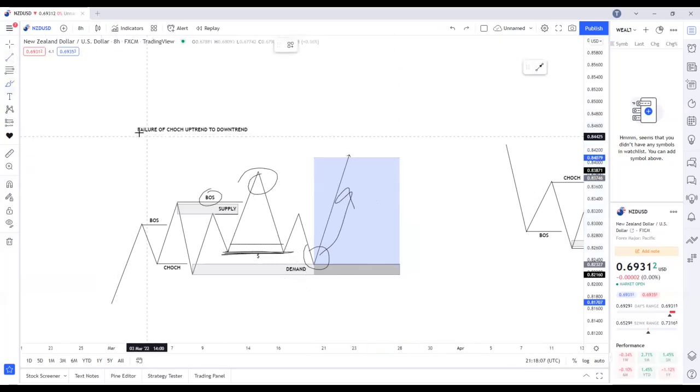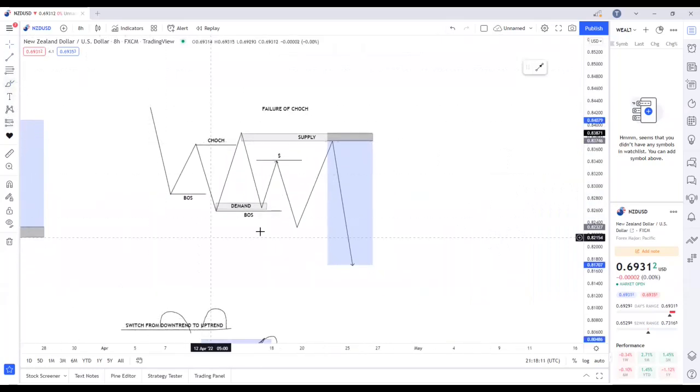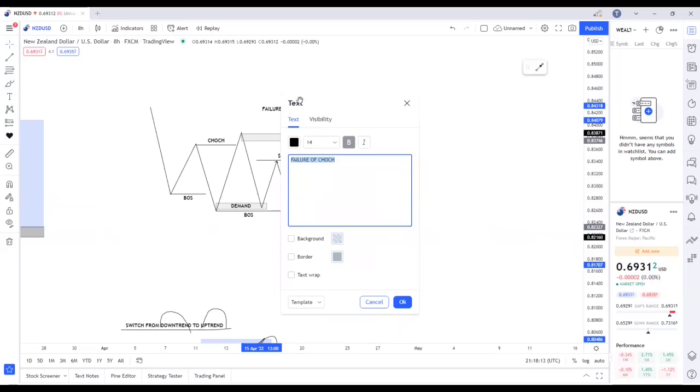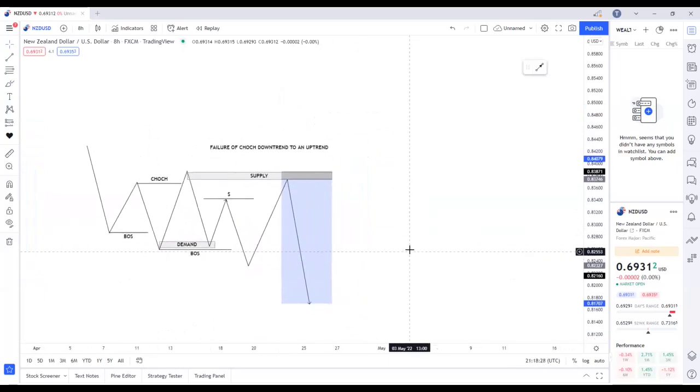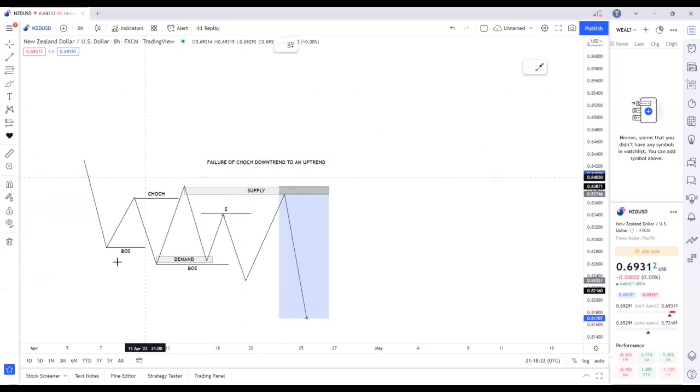Understand? So now let's go to this one here, where the market fails to do what? It fails to move from a downtrend to an uptrend. The market fails to move from a downtrend to an uptrend. Look what happens here. The market comes to this level here. The market is on a bearish trend. It creates a lower low, a lower high, and a lower low.